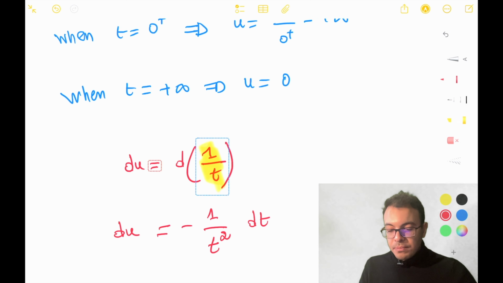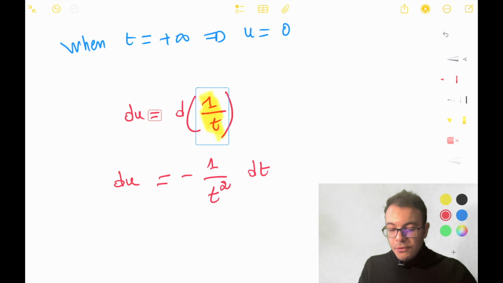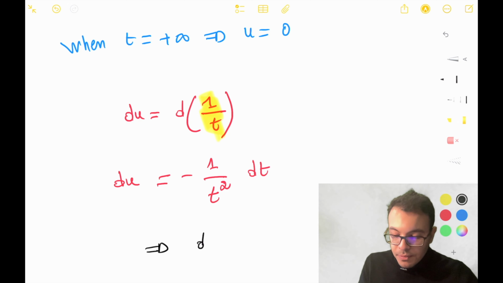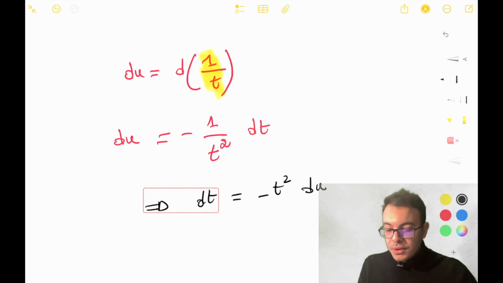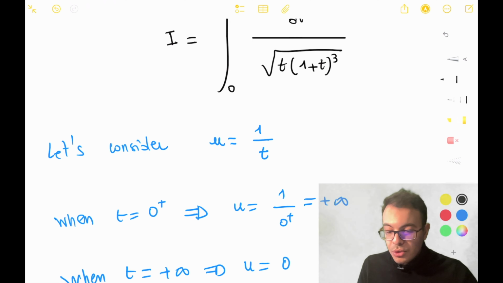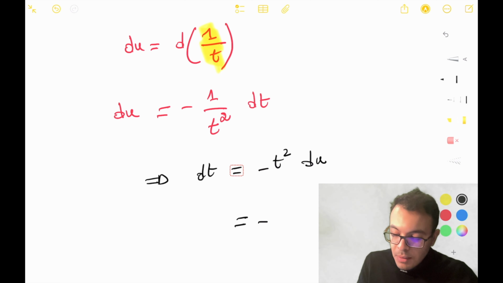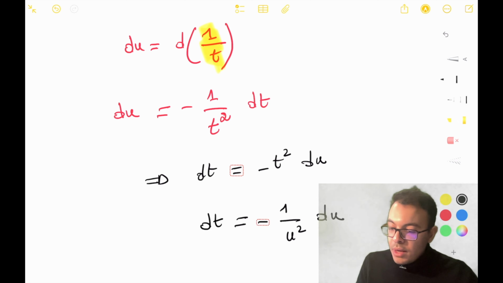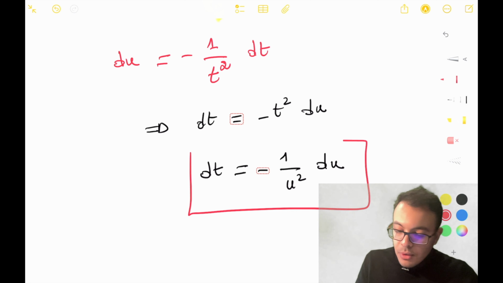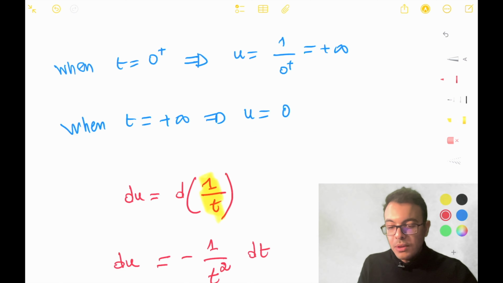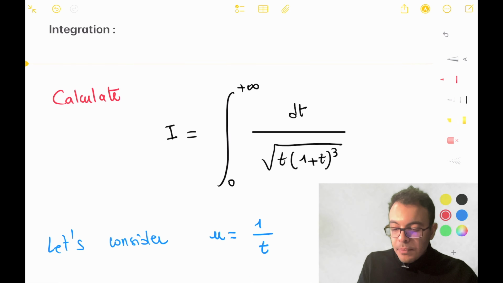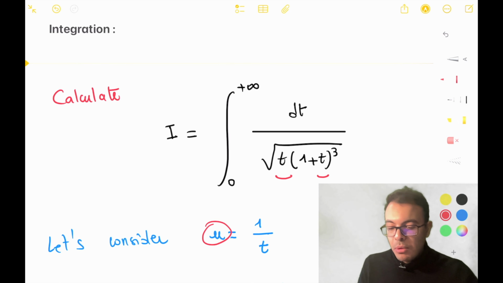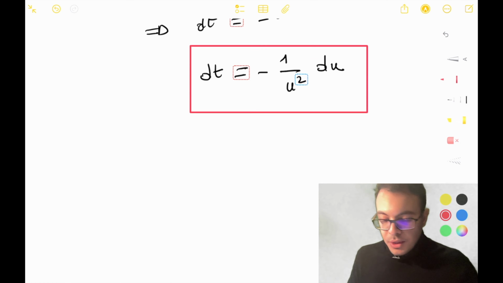So if we want to calculate dt, it's minus t squared du, and t equals 1 over u, so it's minus 1 over u squared du. We will replace the variable t now using this new variable u.